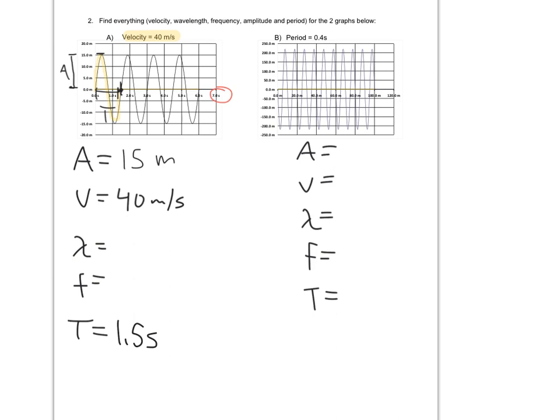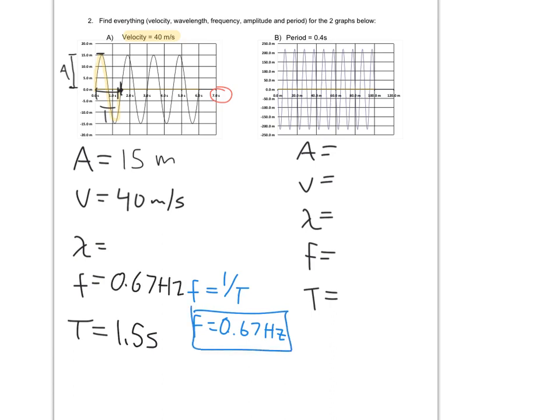From there, we can go ahead and solve for a few other quantities in our problem. The first one we can find is the frequency. We can say that frequency is just 1 divided by that period. So when we do 1 divided by 1.5, we get a frequency here of 0.67 hertz. So that one we can fill into our chart here.